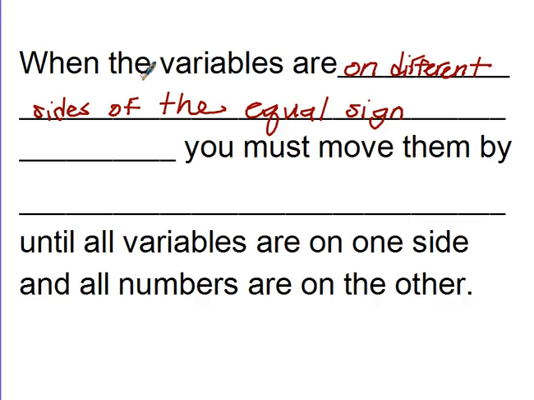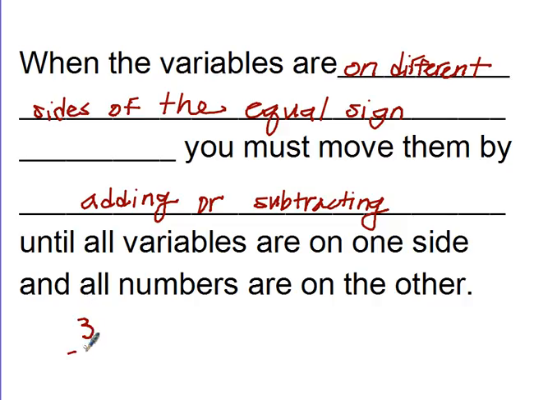And what you have to do is you must move them by adding or subtracting until all variables are on one side and all numbers are on the other. Now, adding and subtracting means if you have 3, you're going to subtract 3. Or if you have negative 3 in an equation, then you're going to add 3. And you're going to do that until you have variables on one side and numbers on the other side. Or you could have numbers on the left side and the variable on the right side.